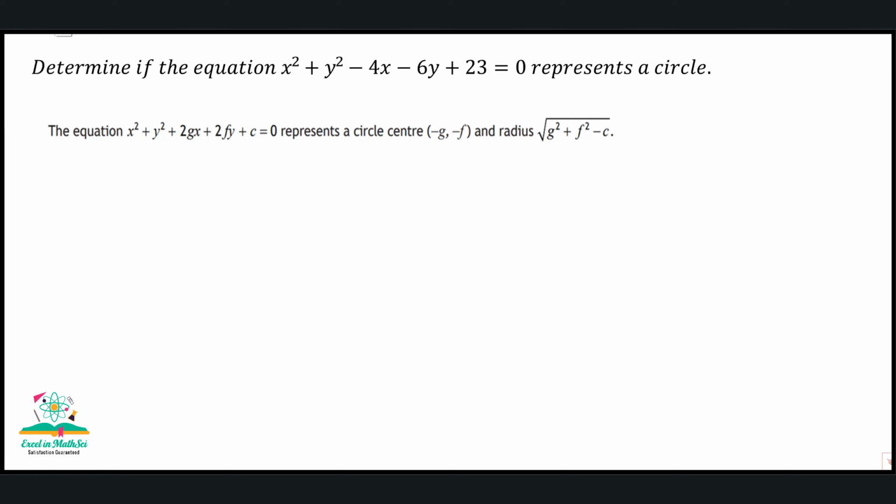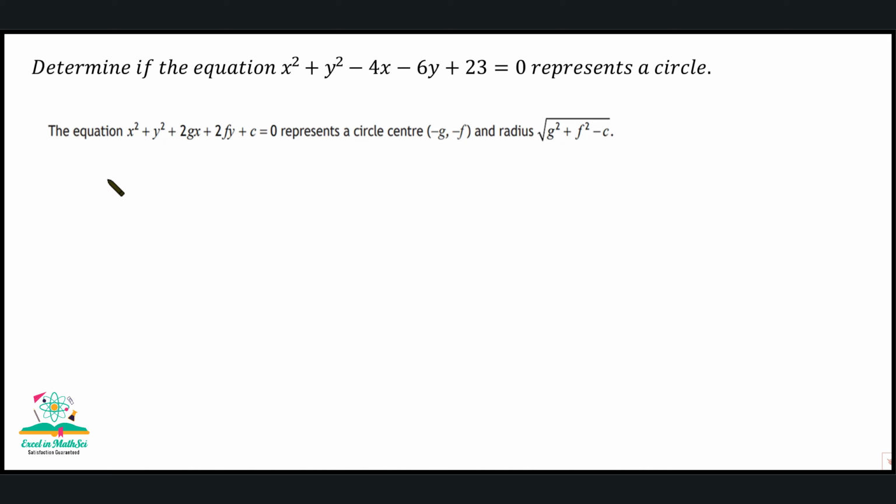In this equation, we're asked to determine if the equation x squared plus y squared minus 4x minus 6y plus 23 is equal to 0 represents a circle. Now, this is a general form, okay, which represents a circle with centre (minus g, minus f), and the radius is given by this. Now, this will be given in the higher formula sheet in your exam, so you won't need to memorise this. I'll show you how to go about showing that.